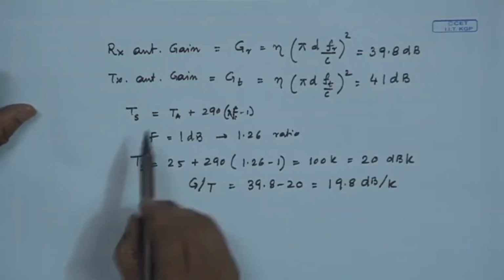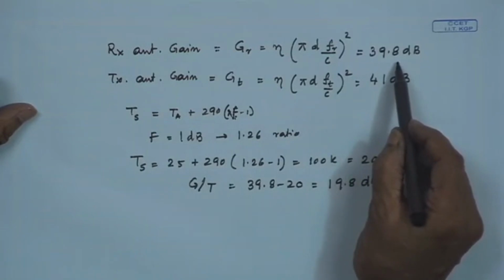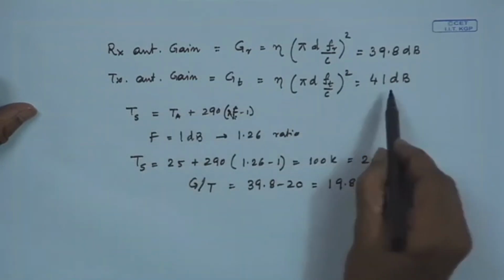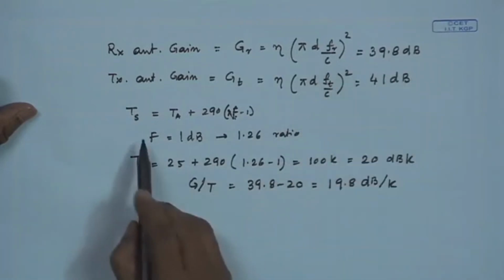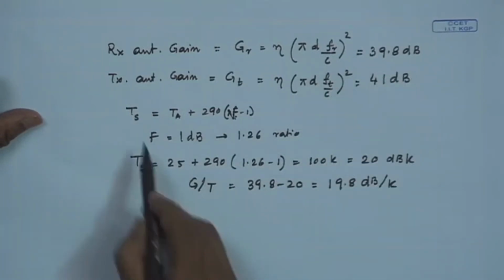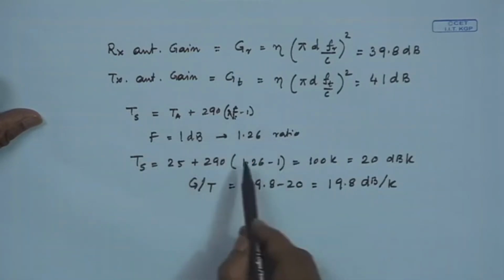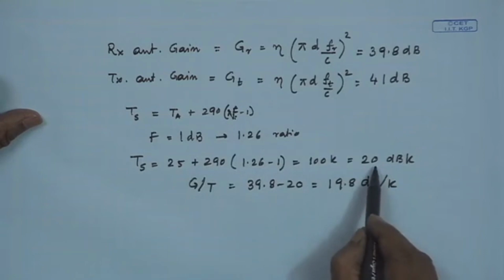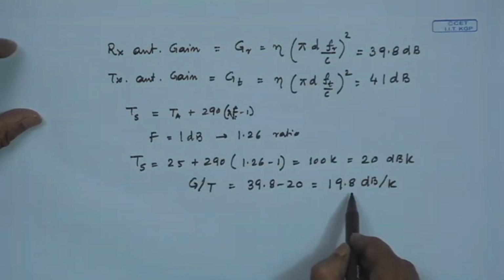If you recollect, we were calculating the receive antenna gain, got 39.8 dB, and transmit antenna gain is 41 dB, both for the VSAT. For different frequency it is different, and we tried to calculate the G by T. For that we have seen the receive noise temperature based on the figures which are given. We got T as 20 dBK and G by T as 19.8 dB/K.